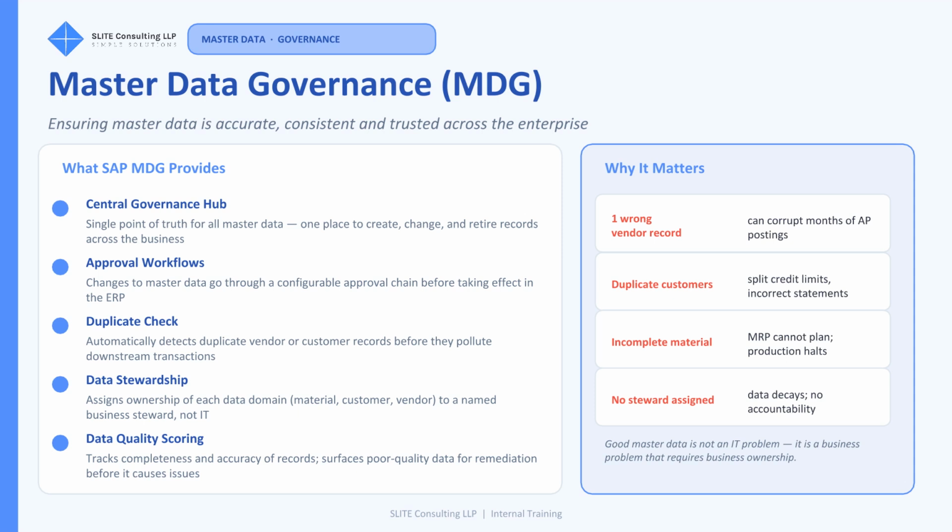One wrong vendor record can corrupt months of AP postings. Duplicate customers split credit limits. Incomplete material masters stop MRP from planning. Good master data is not an IT problem. It is a business problem that requires business ownership.